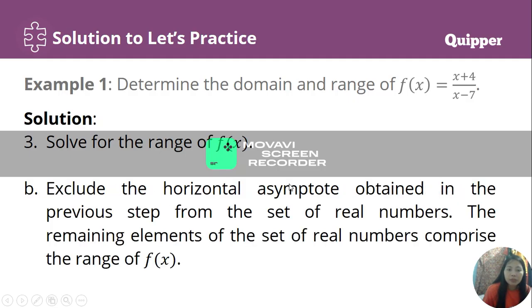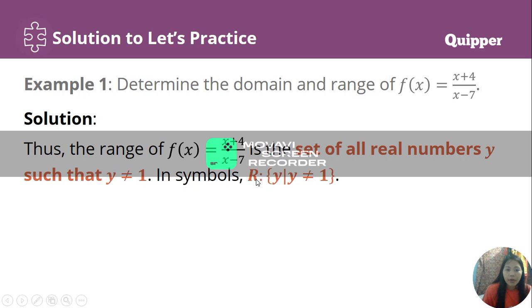So exclude the horizontal asymptote. When we say exclude, our symbol is not equal to. So this is our answer: R equals the set of y such that y is not equal to 1.